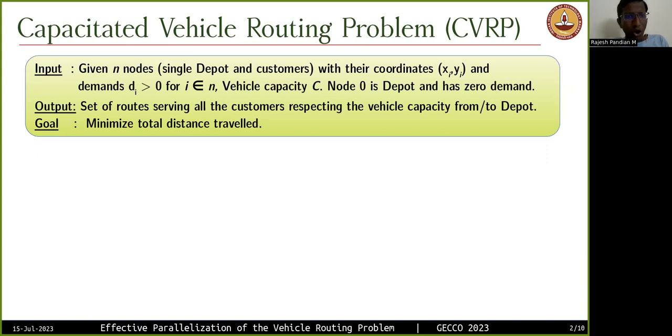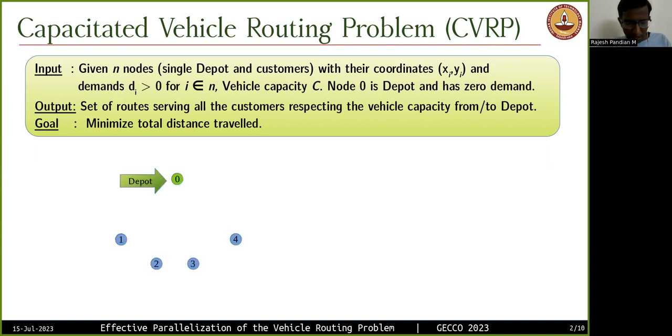What is the output? Output is a set of routes serving all the customer demands respecting the vehicle capacity. It is important to note that each route must start and end in the depot. So the goal of CVRP is to minimize the total distance traveled by the vehicle. Let's understand through a small example.